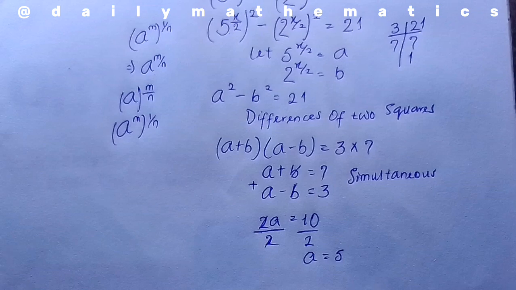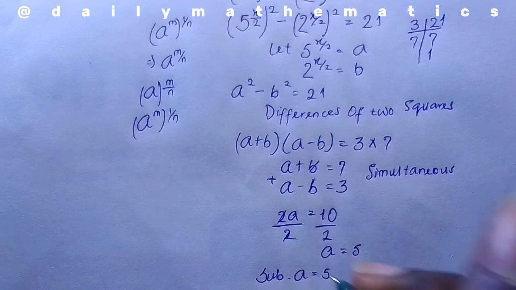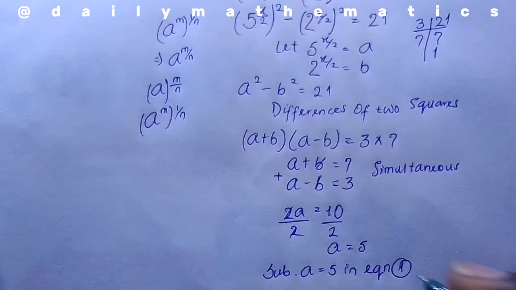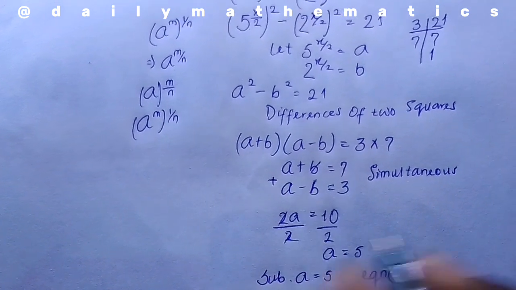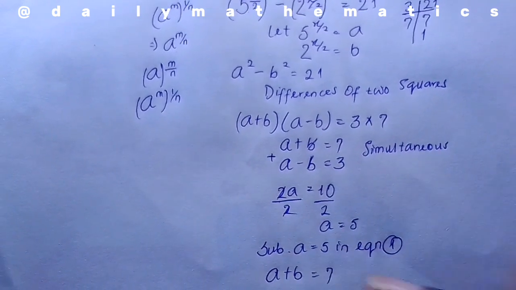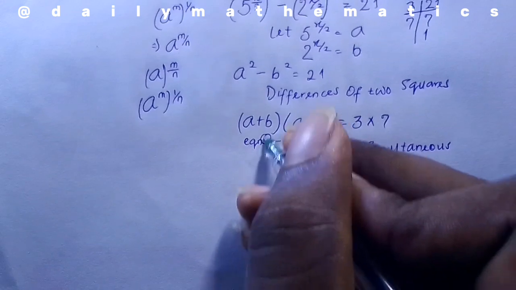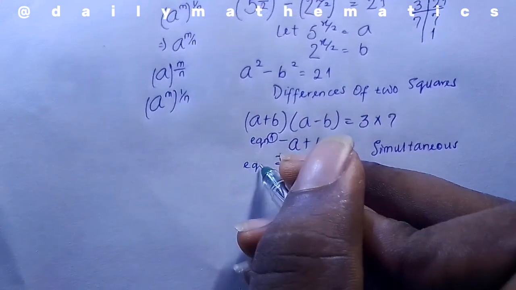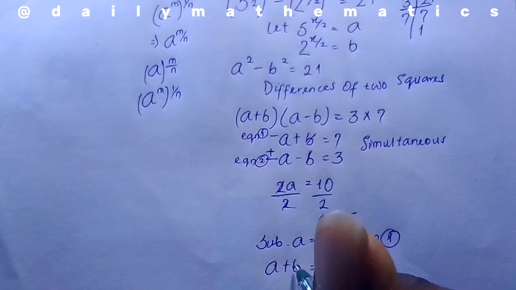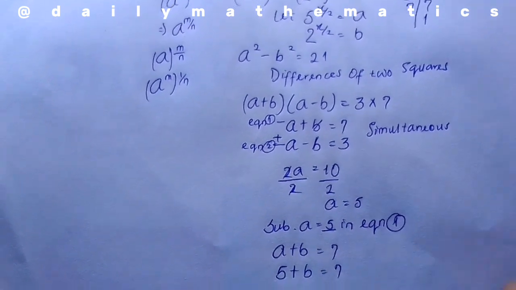So from here, what's the next thing? We substitute a equals 5 in any equation, either equation 1 or equation 2. I'm using equation 1. Equation 1 says a plus b equals 7, right? This is equation 1, and this is equation 2. So a plus b equals 7, and we have here a to be 5. We are substituting that into this equation. 5 plus b equals 7, right?